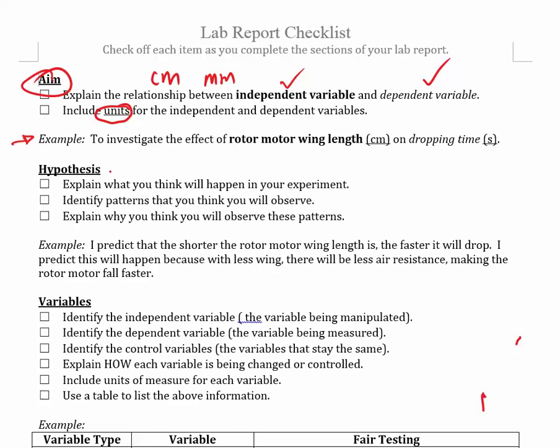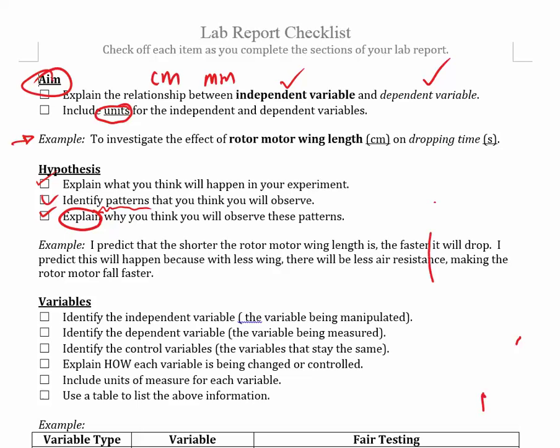The hypothesis is something that's very important. It explains what you think will happen in your experiment. You can try to make predictions about various patterns. You can say, I predict that as then you can name the independent variable increases or decreases, I expect the dependent variable to increase or decrease. And then you also have to try to explain why. You can do a little bit of background research here to talk about what could be the reason for that. So think about that.